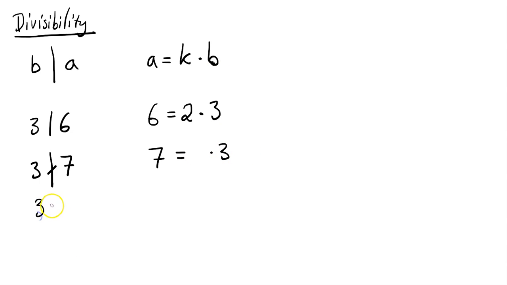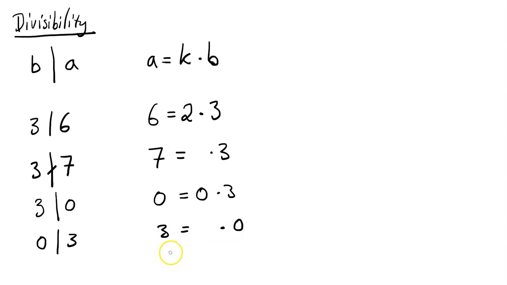Note that 3 divides 0, since 0 can be written as 0 times 3. So there exists a number here. But 0 does not divide 3, because there does not exist any number that you can multiply 0 with to get 3. So 0 does not divide 3.